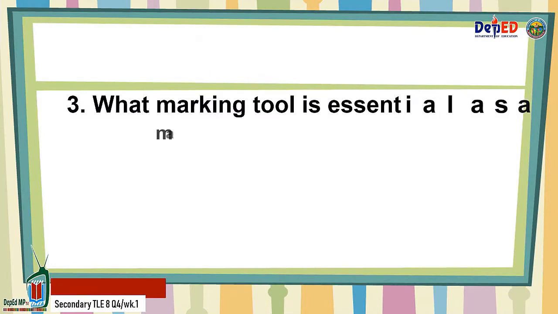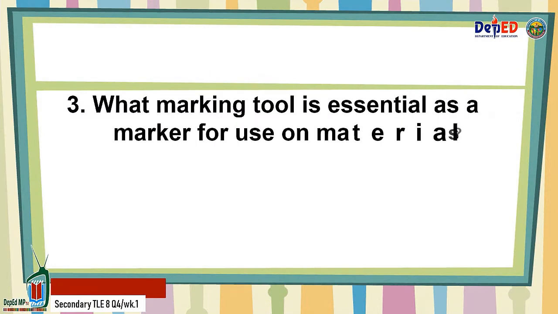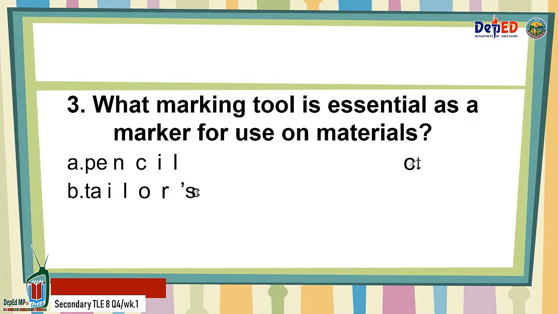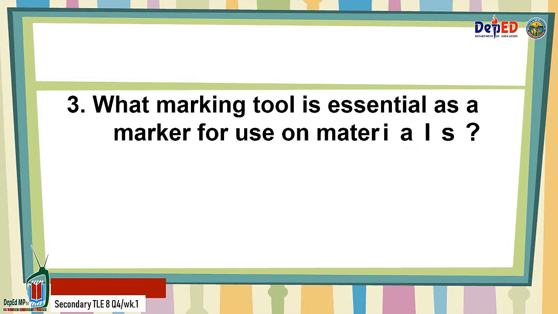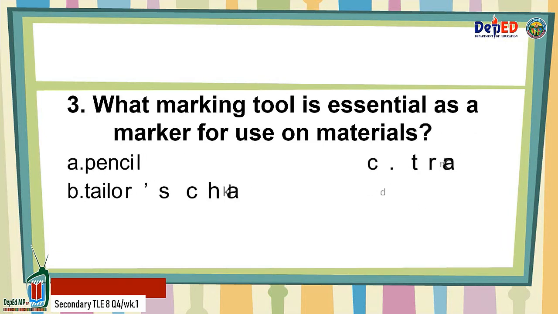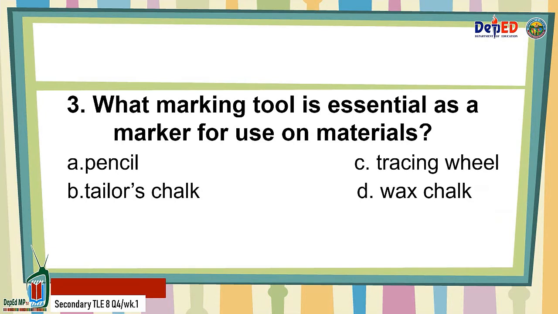Number 3. What marking tool is essential as a marker for use on materials? Letter A. Pencil. Letter B. Tailor's chalk. Letter C. Tracing wheel. Or letter D. Wax chalk.